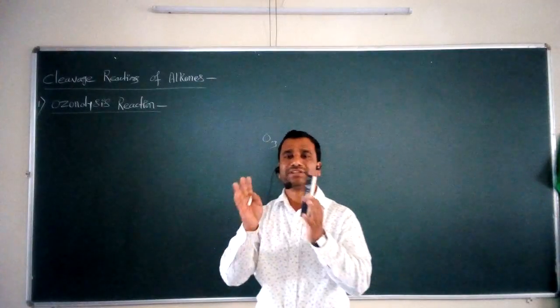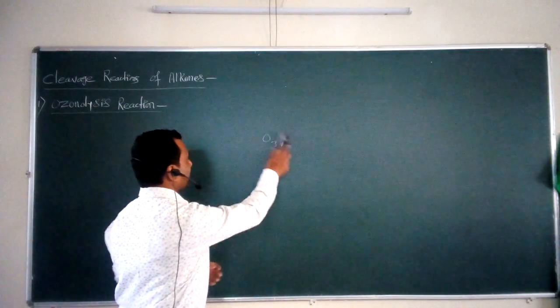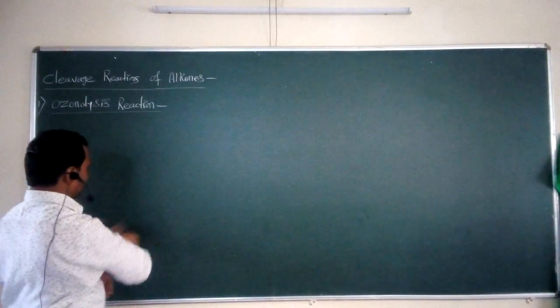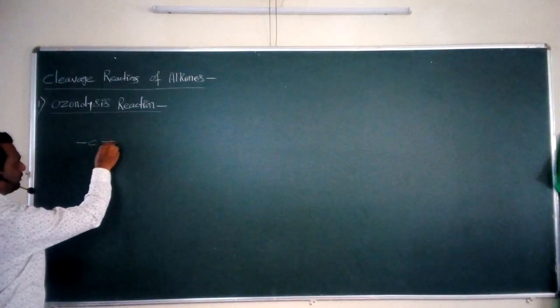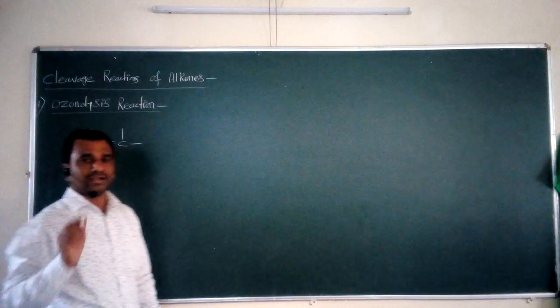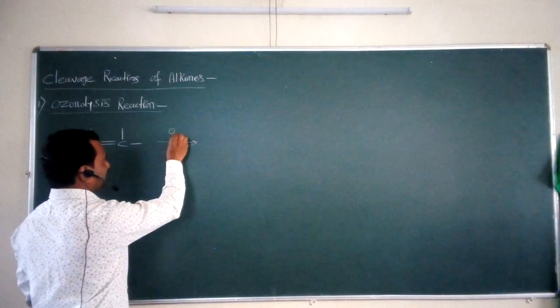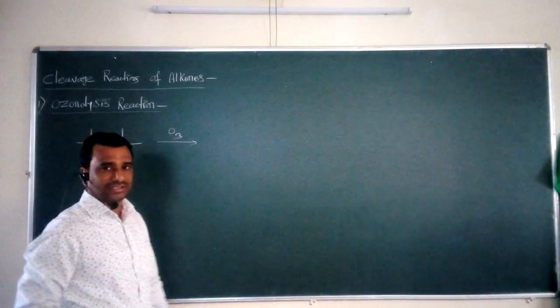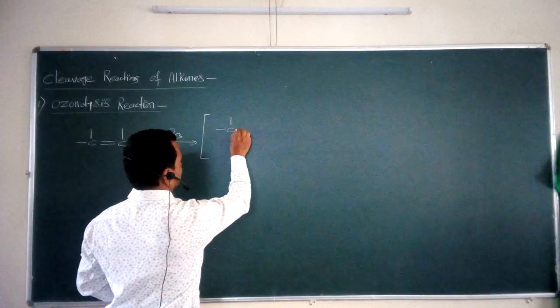Now what happens after the addition of this ozone? What type of product can be obtained? For this purpose, we take a general skeleton of an alkene molecule. I take a general skeleton of alkene as C double bond C. This is a general skeleton for any alkene. Whenever this alkene interacts with the ozone molecule, O3, what happens? In the first step, we get an unstable molecule, with a C single bond C.